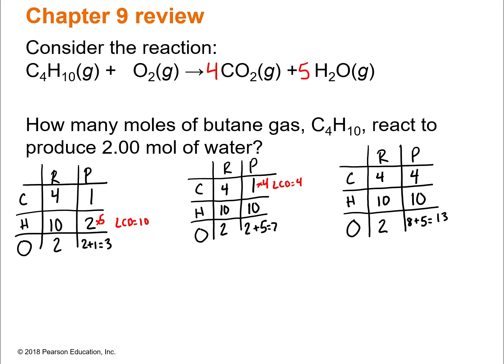However, in this case, what you have to do is use a fraction. We need 13 oxygen atoms. Each molecule of oxygen gas gives us 2 oxygen atoms. So if I want 13 of them, I have to write a fraction: 13 over 2. And that would give me 13 oxygen atoms.